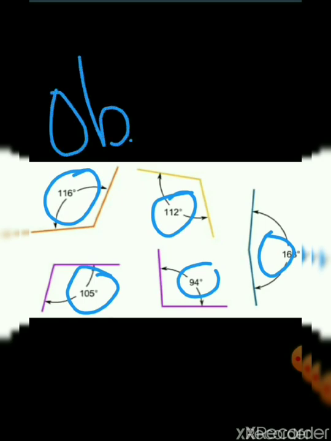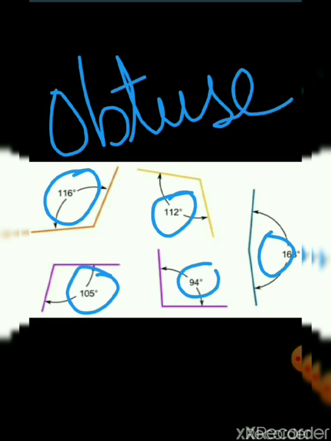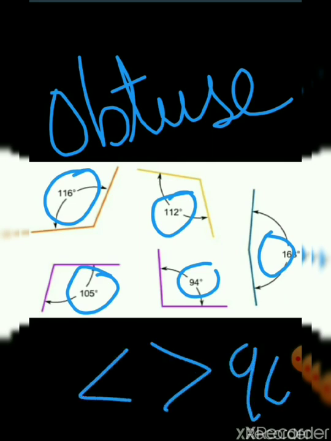What are they? They are obtuse angles as their measure is more than 90 degrees. The angle is more than 90 degrees, so they are called obtuse angles.